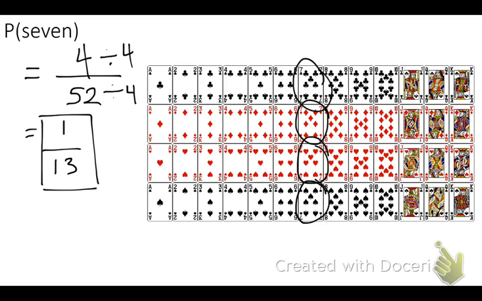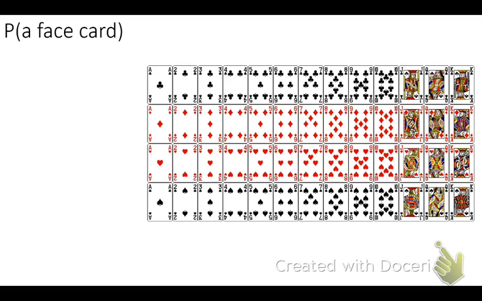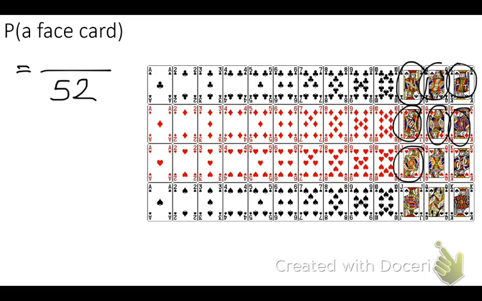Alright, let's keep going. What about the probability of grabbing a face card? So let's count how many successful ways I could grab a face card divided by the total number of ways I could grab any card. So there's 52 ways I could grab any card, and let's see how many face cards there are. There's 1, 2, 3, 4, 5, 6, 7, 8, 9, 10, 11, 12. So there are 12 face cards in the deck. So that's 12 out of 52.